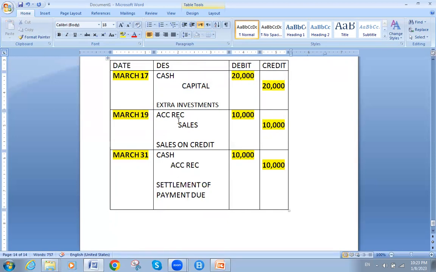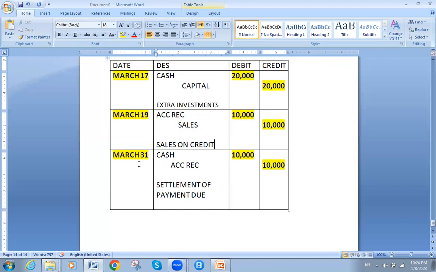Secondly, we sold on credit. In other words, we sold, but we didn't receive the money yet. So it will be from account receivable into sales. From account receivables into sales. And we say sales on credit, or sales and payment later.